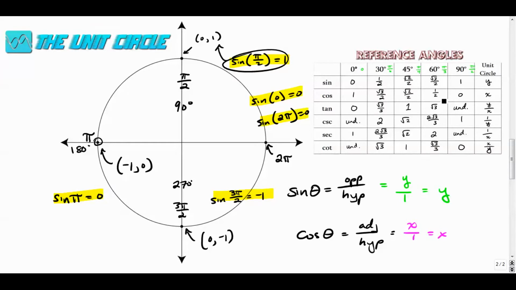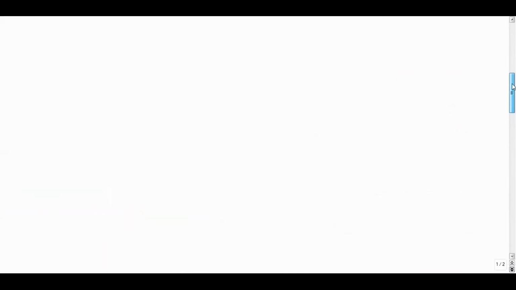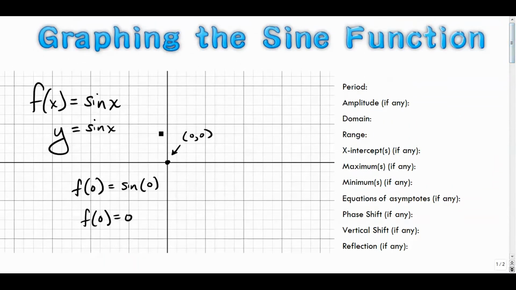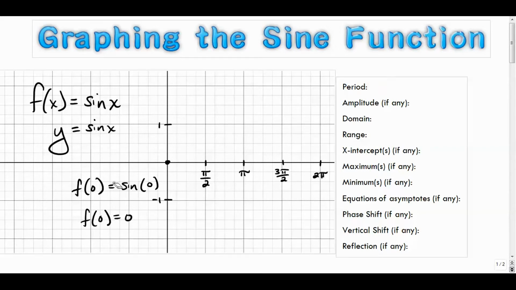Let's go to (pi over 2, 1). So I'm going to have to label this as pi over 2. This would be pi. That means this is 3 pi over 2. I'm labeling my x-axis in radians. And let's make this +1 and this -1.